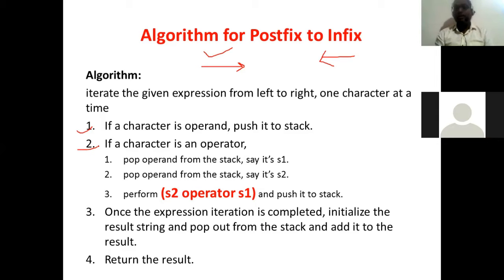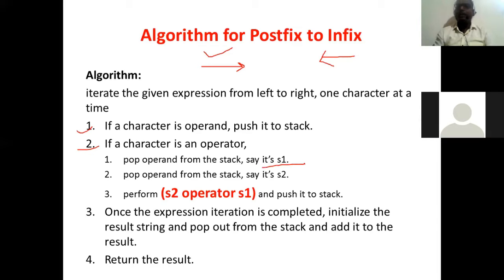Okay? Now the second step: while scanning, if the character is an operator, like plus, minus, multiplication, division, whatever, then the same thing you have executed in the previous algorithm, you have to do here. You have to pop two operands from the stack. That means pop an operand from the stack, say S1.